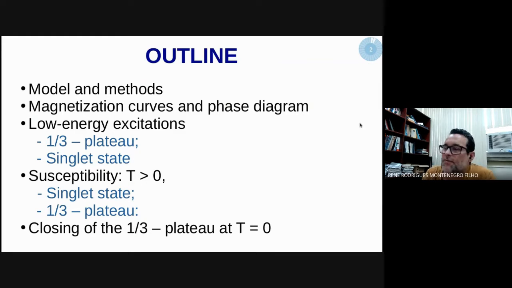I will talk first about the model and methods. In the sequence, I will show you the magnetization curves and phase diagram. And after, I will talk about the low energy excitation, the susceptibility, and I will end talking about the closing of the 1/3 plateau at zero temperature.